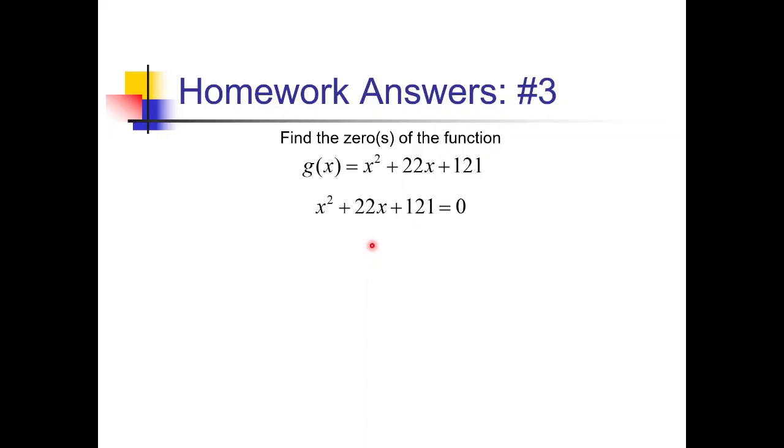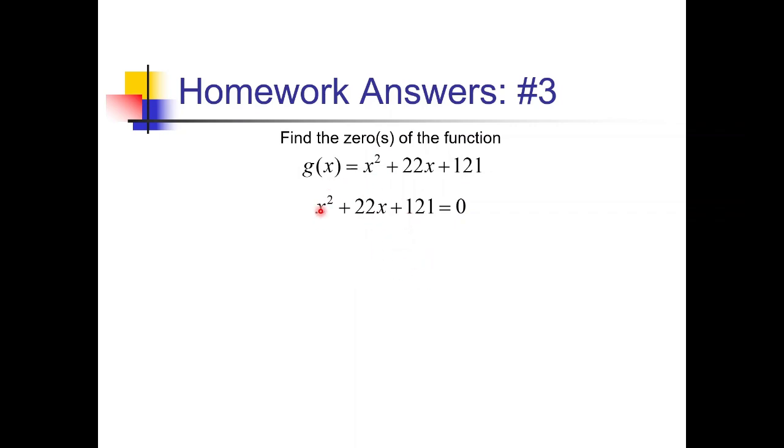Now, I could think of numbers that multiply to 121 and add up to 22, but I noticed that x squared and 121 are both perfect squares, so I might be able to use this a squared plus 2ab plus b squared sort of shortcut that becomes a squared parentheses. So if that's the case, then I just need to square root the first and last terms and test it out after I try it.